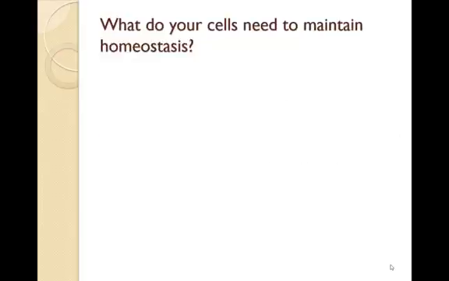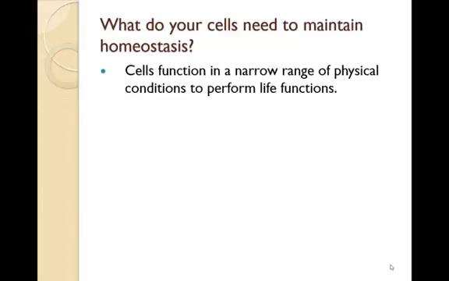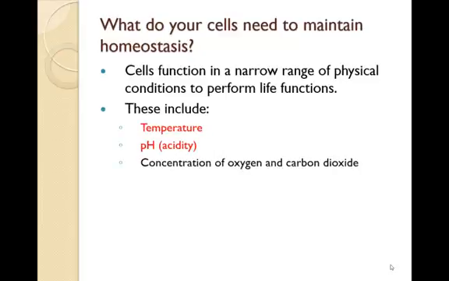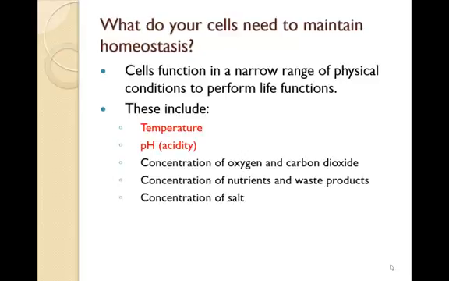So what exactly do your cells need to maintain homeostasis? First of all, you have to recognize that cells only function in a very narrow range. And this includes temperature, pH or acidity, concentration of oxygen and carbon dioxide, concentration of nutrients and waste products, concentration of salt, and volume of water.